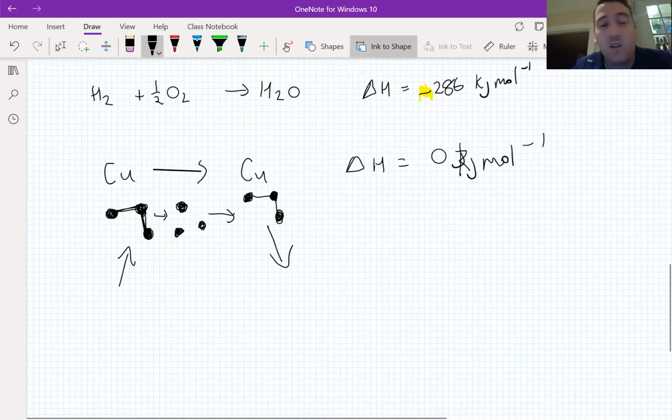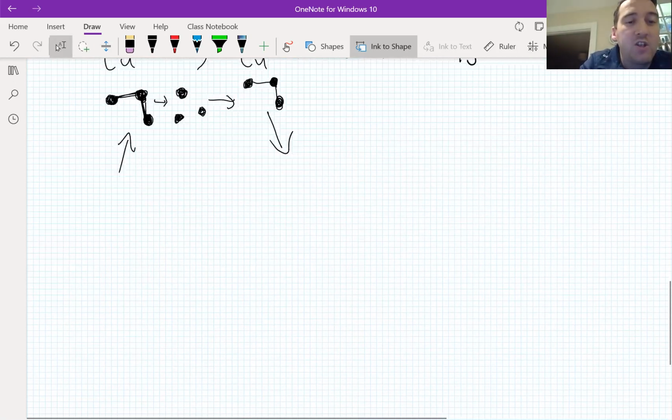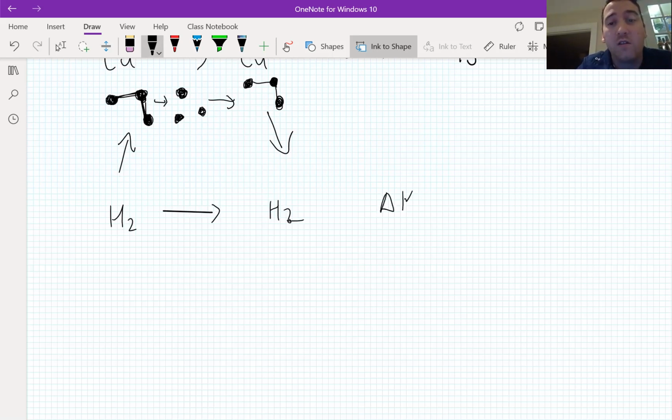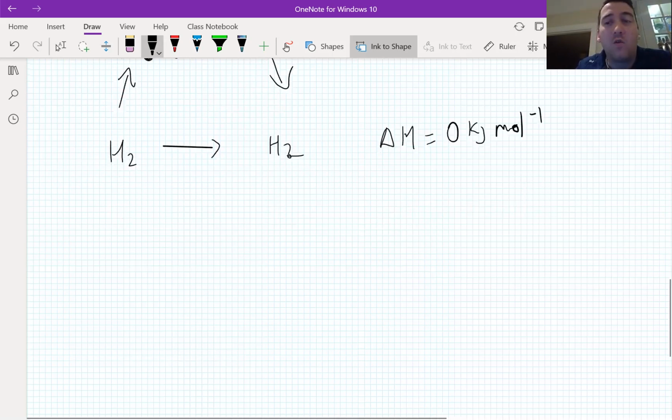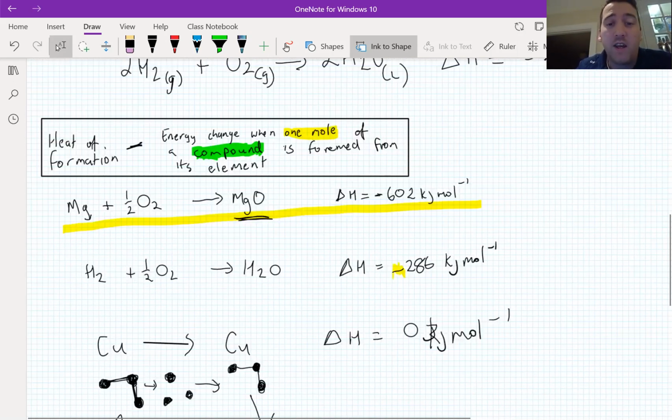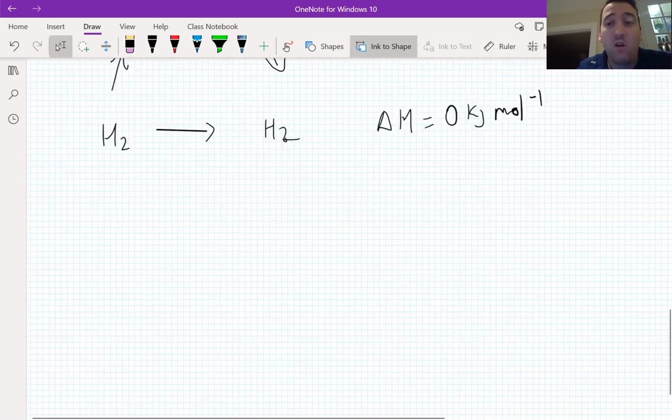Same if we took H2, for example, and we formed H2, we formed an element from itself. Is there going to be any heat change? No, there isn't. 0 kilojoules per mole. So that's an important distinction to make right now. Okay, so the really important thing to remember when we're doing these is that we always have to form 1 mole of the product.